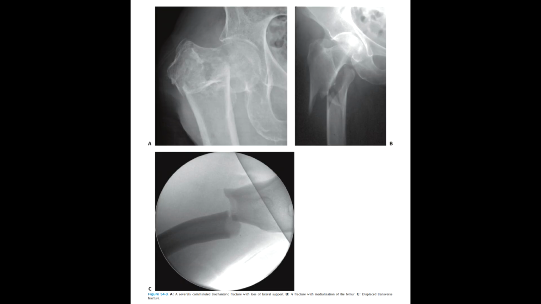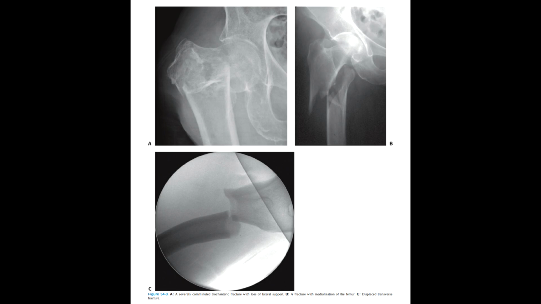Pay close attention here. The lateral wall is one of the most critical structures in trochanteric fracture classification. If it is intact, the fracture is usually stable. If it is broken, even a simple pattern becomes unstable. This is a classic exam point.